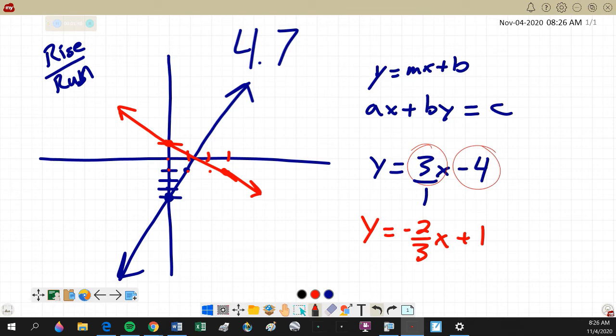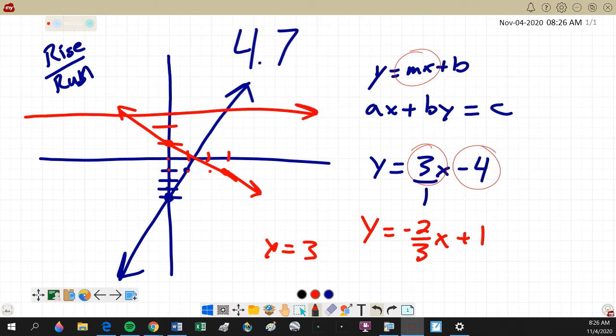Okay? What if I had y equals 3? What does that line look like? Well, it's missing the slope, so it doesn't have any slope, which means it's just a horizontal line at 3, right? And no matter what point you pick, it's going to be something comma 3. So that line is every single y value that equals 3. So no matter what x is, y is 3.